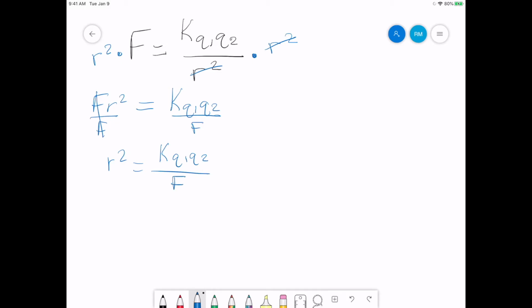And I only have one more thing to get rid of, which is this exponent of 2. So to get rid of that, I'm just going to take the square root of it. Whatever I do to one side, I have to do to the other. That leaves me with r equals the square root of k times q1 times q2 all over F.